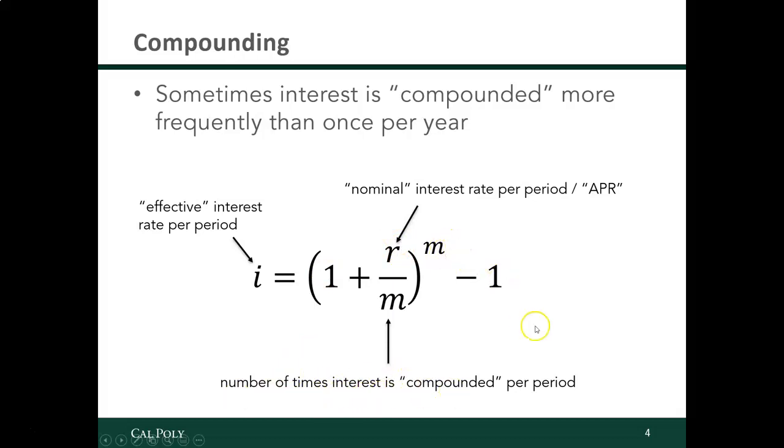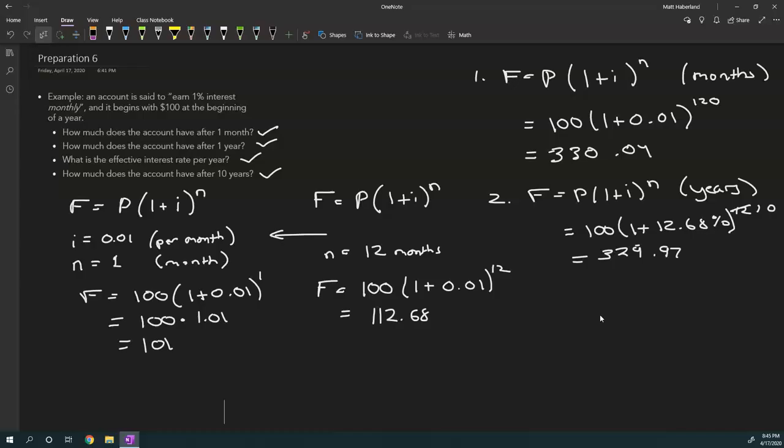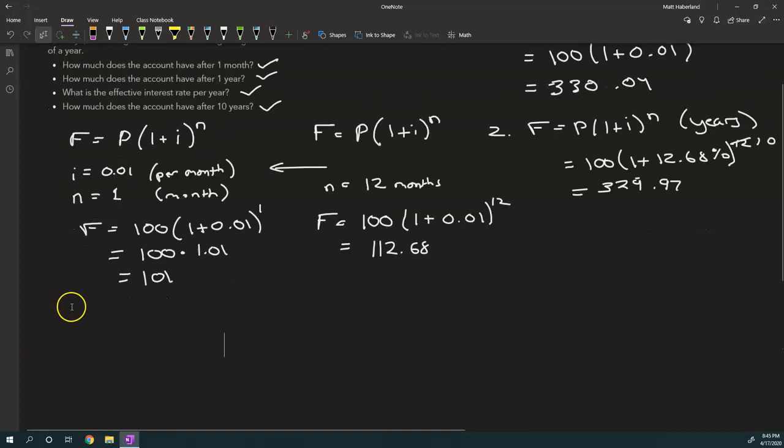And we're going to raise it to that, etc. So let's go ahead and go into here, give ourselves a little bit of space. So the problem that we did above was when we had 1% interest per month, and then how much do we have, etc. Now we have 12% as the nominal rate per year. And so we are going to start by finding what the effective interest rate is.